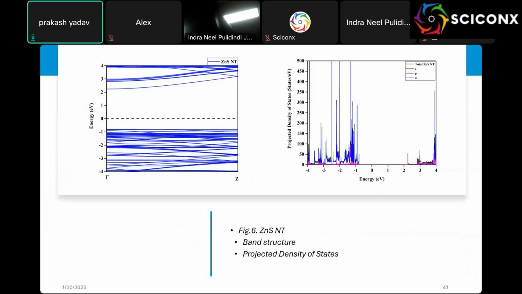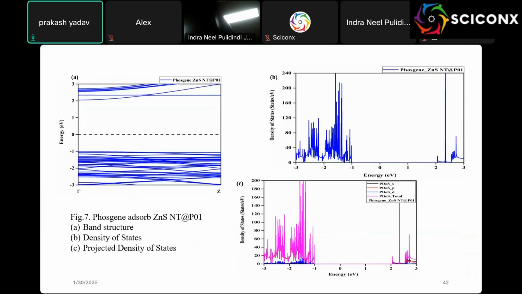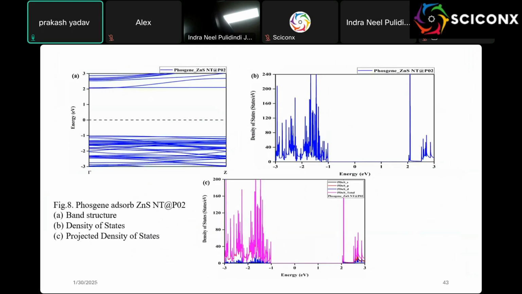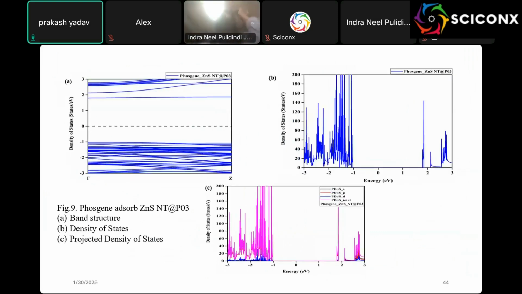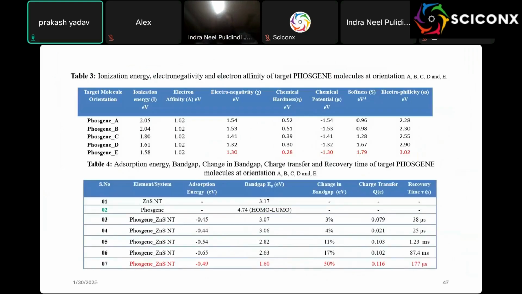DOS, we clearly see there are no peaks at the conduction band side, but when we detect our Faustian molecules, then due to the adsorption, we get a larger peak at the conduction band side, and the band gap is also decreased. And this is again the band gap reduction. And in the table I show how much the band gap reduces.